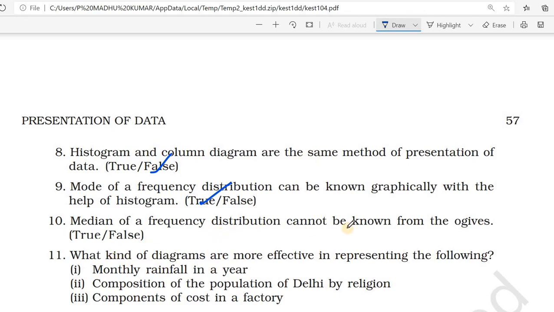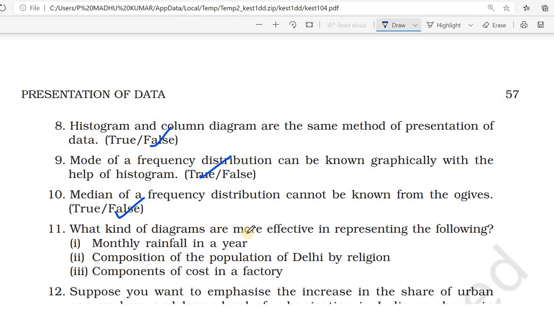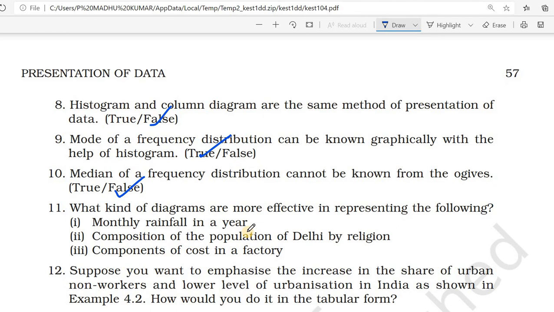Median of a frequency distribution cannot be known from the ogives. It is false. Then we know from ogives we can draw more than ogive and less than ogive. That intersection point we can take as the median.